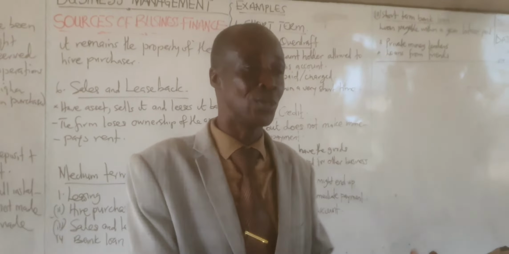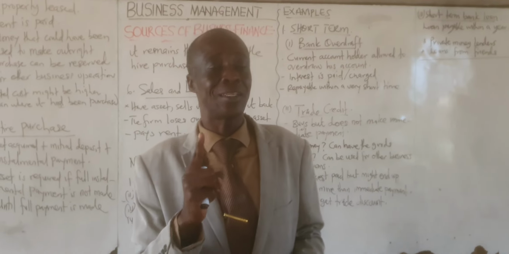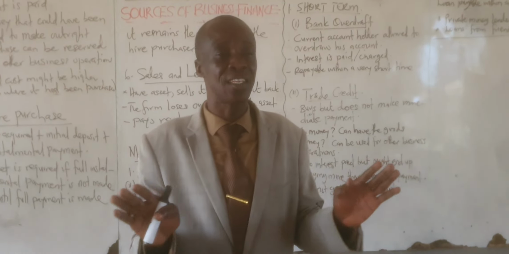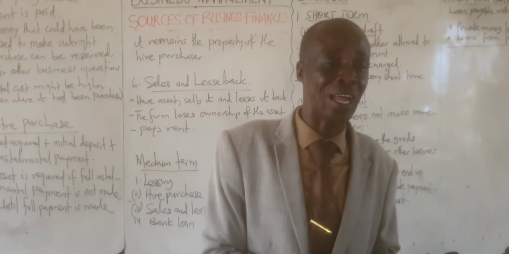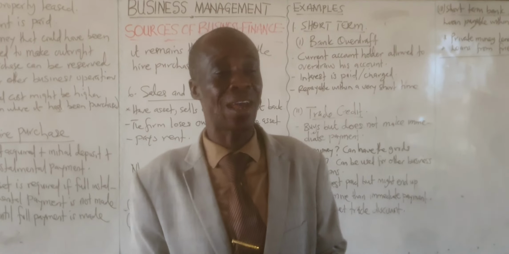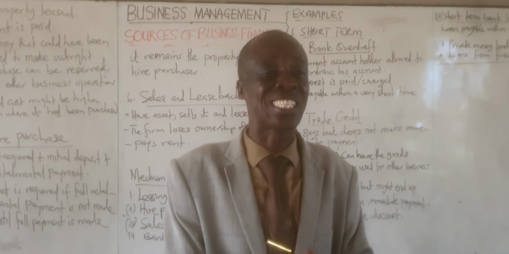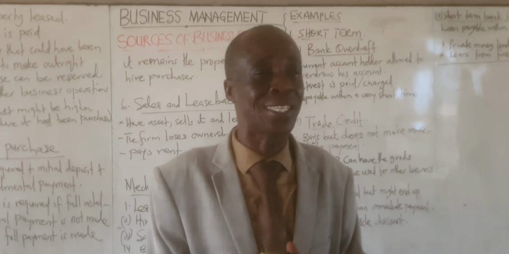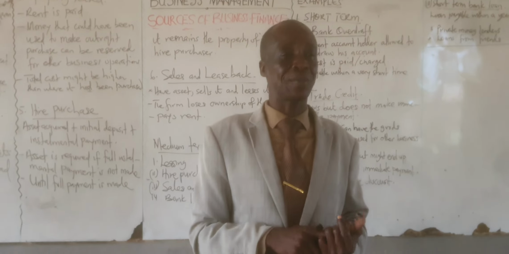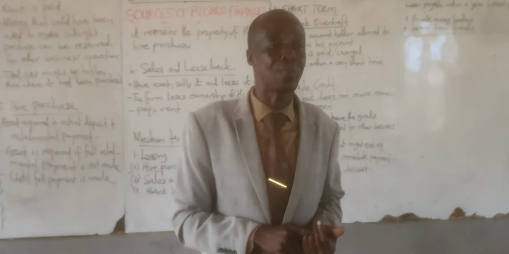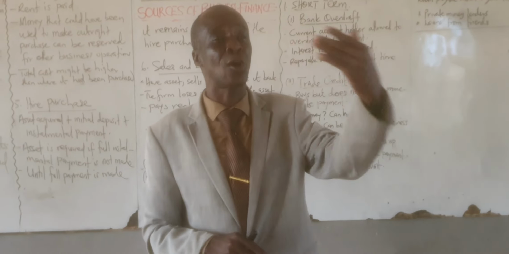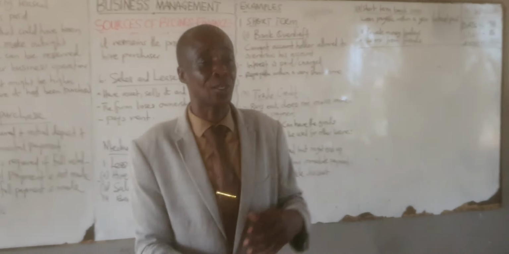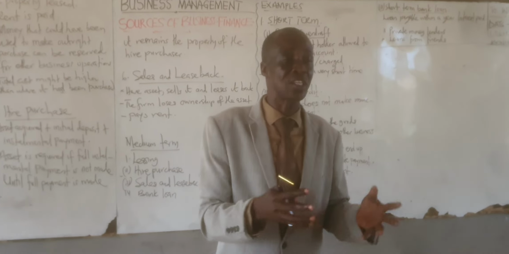bank loan, so loans. Now, the bank overdraft and then the trade credit that I mentioned, they are exclusively short-term. When I say they are exclusively short-term, it means that they can never be medium-term. They can never be long-term. So you cannot be talking about long-term source of finance and then you mention bank overdraft. Neither can you talk about long-term source of finance and then you mention trade credit.